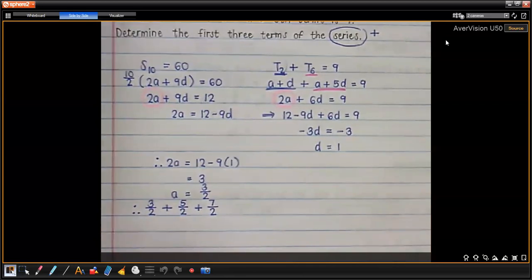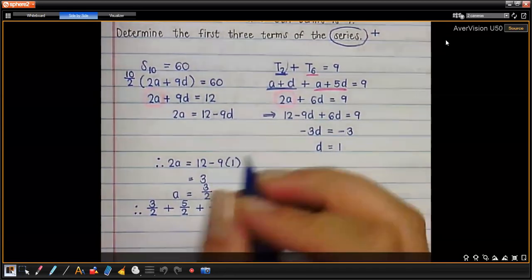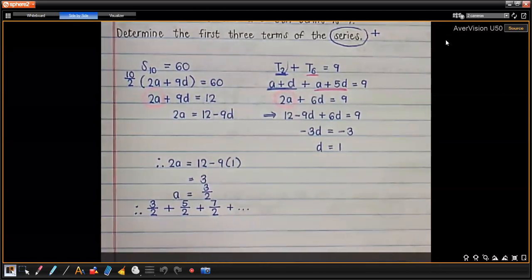Okay, and don't work that out because they didn't ask for the sum of the first three, they just asked for the first three. You can just leave it like that. Or if you want, you can put a plus and do a dot, dot, dot. Doesn't really matter.